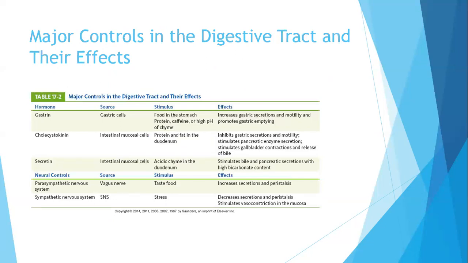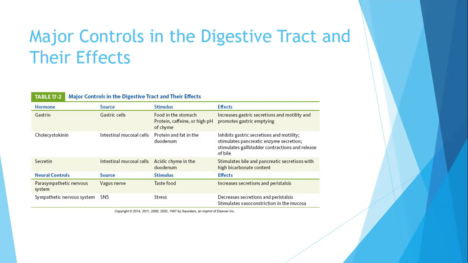So, the hormones that control the digestive tract organs and their function: gastrin is produced by gastric cells. It's stimulated by food in the stomach, protein, caffeine, or the high pH of chyme. So chyme has high pH because of the hydrochloric acid that the stomach produces. And it promotes gastric emptying. So it increases gastric secretions and motility and promotes gastric emptying. So that's good because you want the food to get mixed up and partially dissolved, and then it needs to go out so the nutrients can get absorbed. You don't want to just hang out in your stomach.